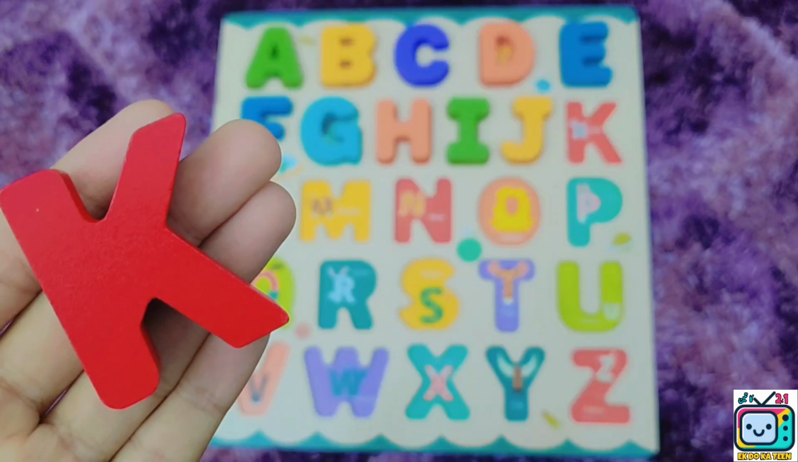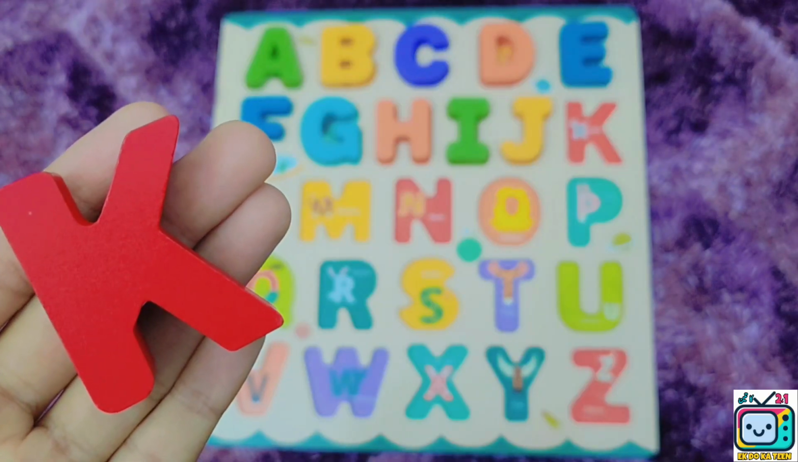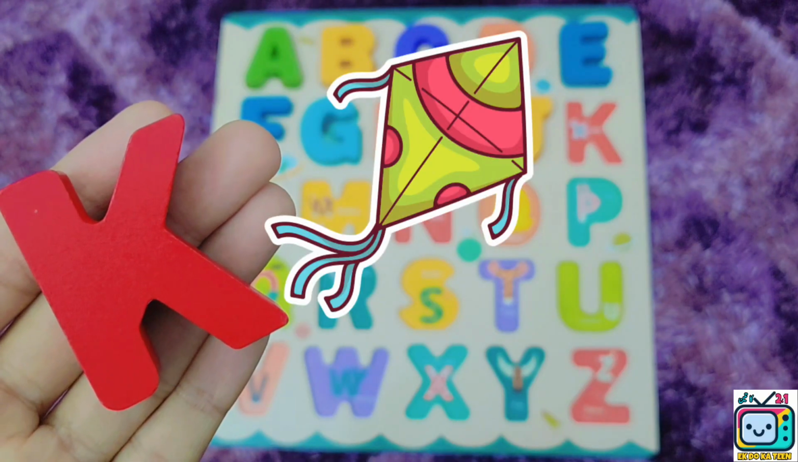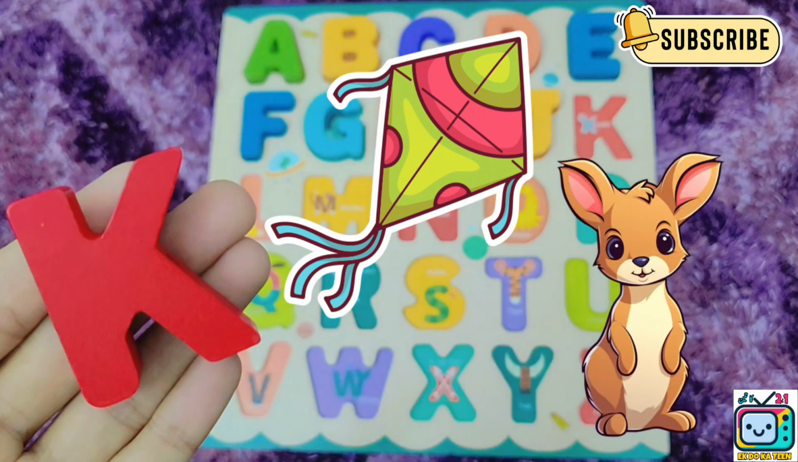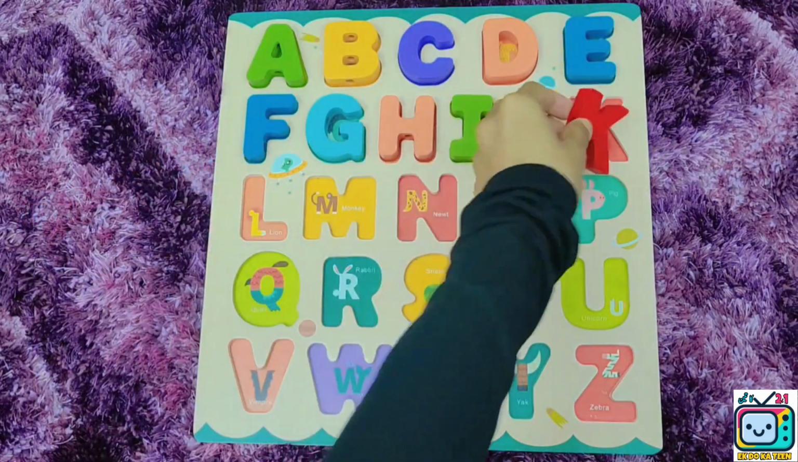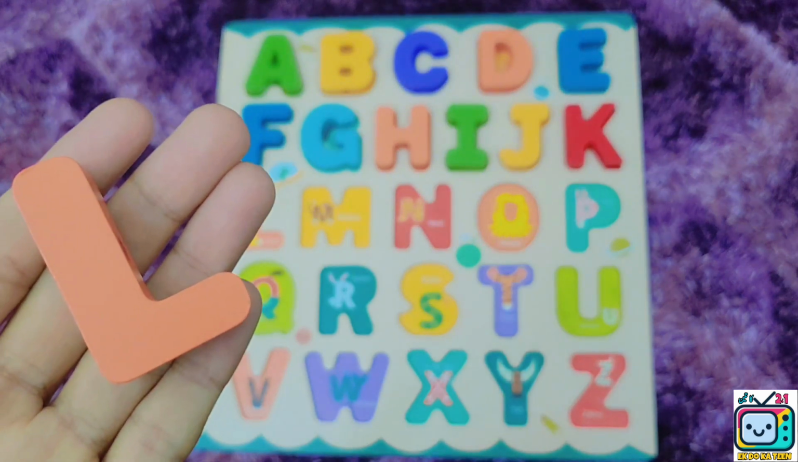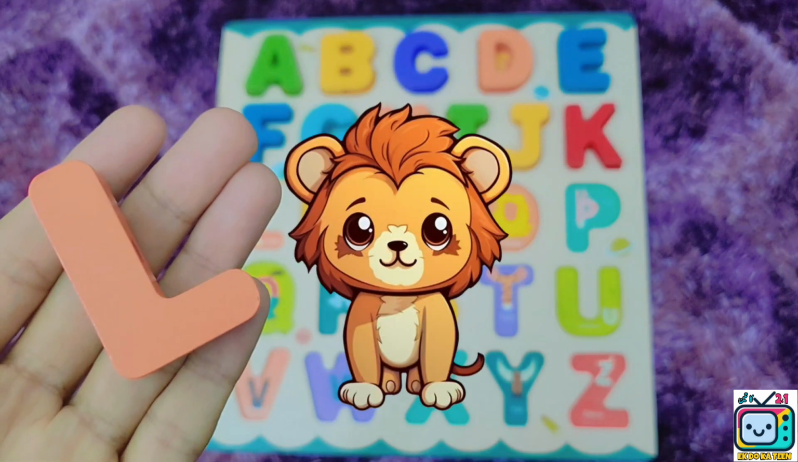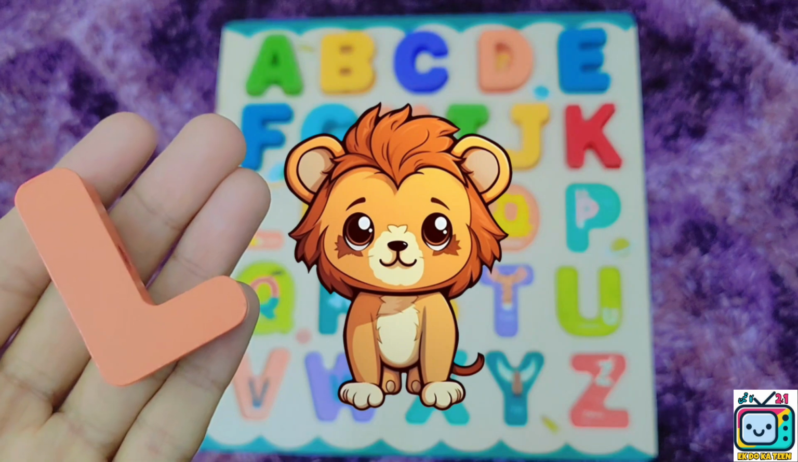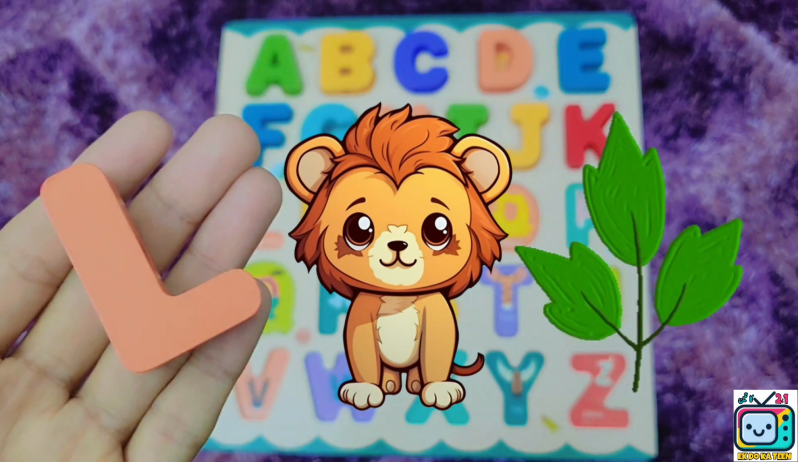This is the letter K. K is for kite and K is for kangaroo. Let's put it here. This is the letter L. L is for lion and L is for leaf. Let's put it here.